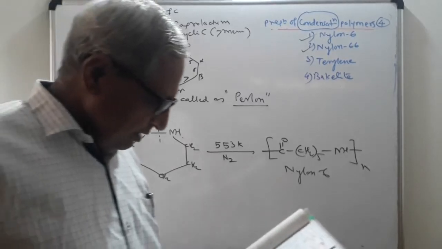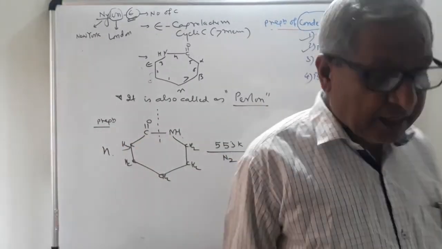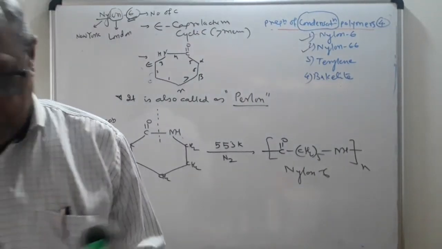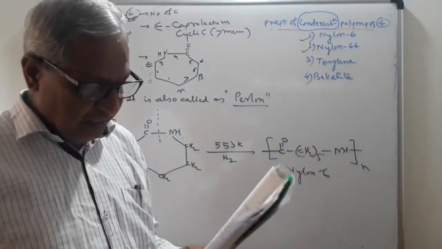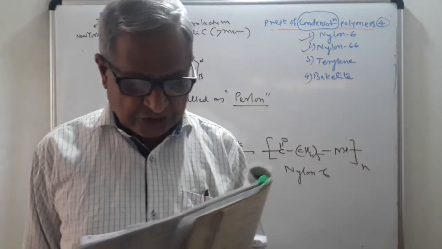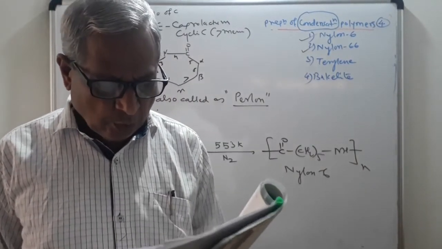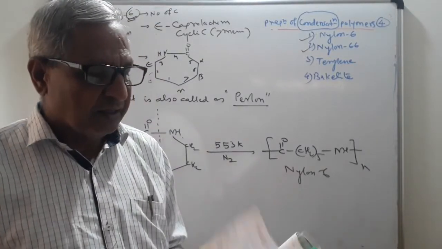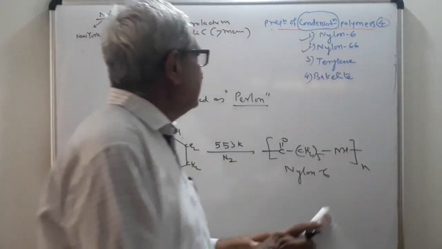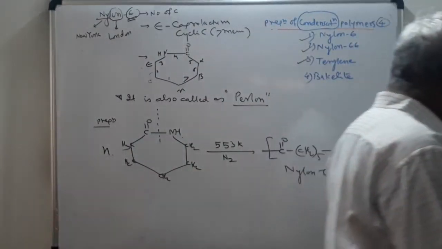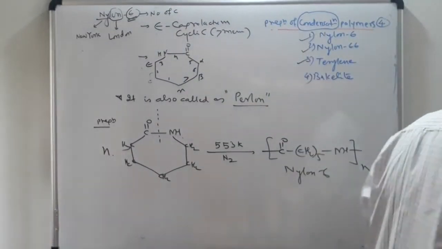Now see the uses of these polymers. Nylons are used in making brushes, scrubbers, saris, ropes, fishing nets, shirts, bed covers, toys, paints and coating industries. These are the uses of nylon. Now I will start the next point, terylene. So give the title terylene.